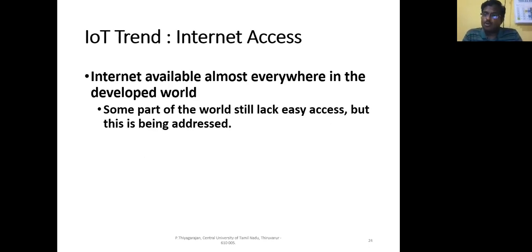Next, one more trend that has facilitated IoT is nothing but the internet. The internet nowadays is available everywhere, and many parts of the world are connected to it. Today, I want to talk to you. I know people who are from different parts of India and different parts of Tamil Nadu, and I can easily connect with you through the internet. This is possible only because of the internet, and thanks to it.